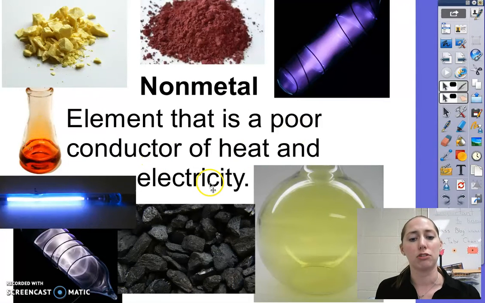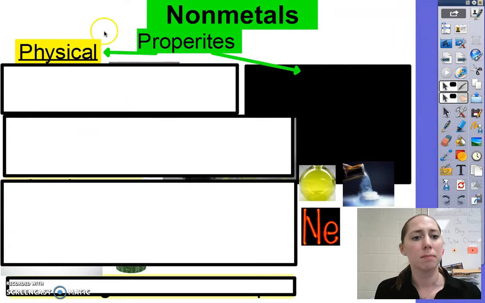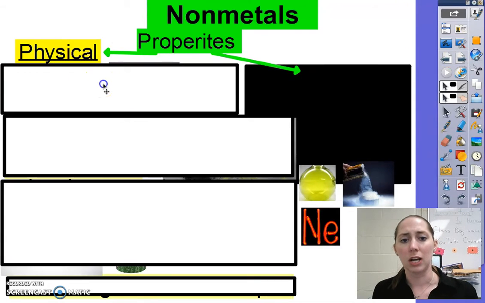So first off, a nonmetal is simply an element that is a poor conductor of heat and electricity, meaning it doesn't pass heat and electricity very well. So all of these things here, these are nonmetals. Let's talk about their properties a little more in depth. Now, we've got some physical properties of nonmetals.